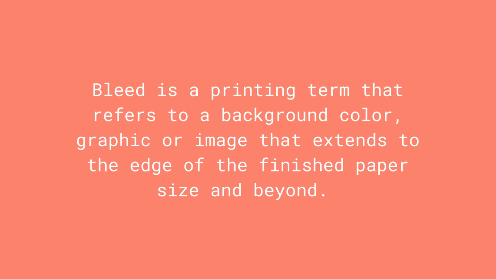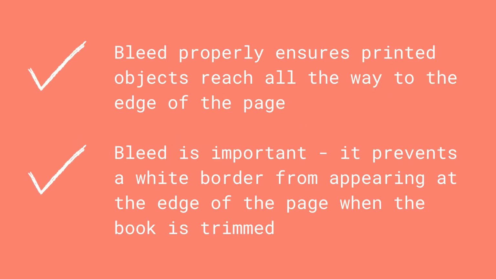Bleed is a printing term that refers to when printed objects on a page, such as images, background color, or graphics, extend past where the publication will be trimmed. Setting your bleed properly ensures printed objects reach all the way to the edge of the page. Accounting for bleed is important because it prevents a white border from appearing at the edge of the page when the book is trimmed.